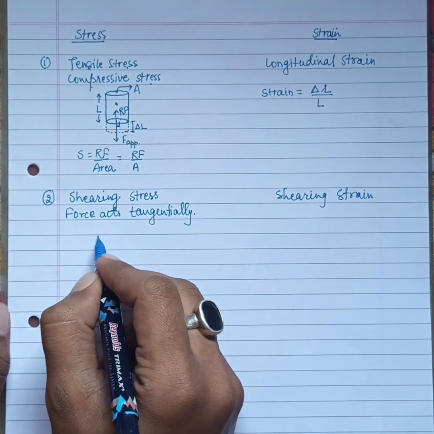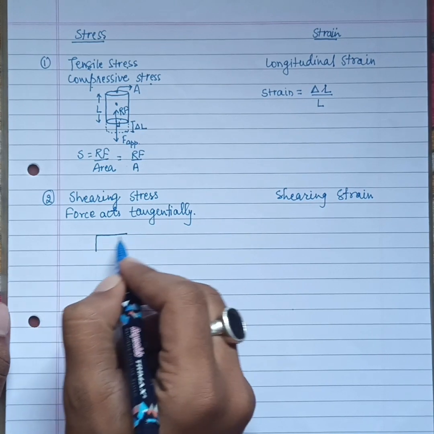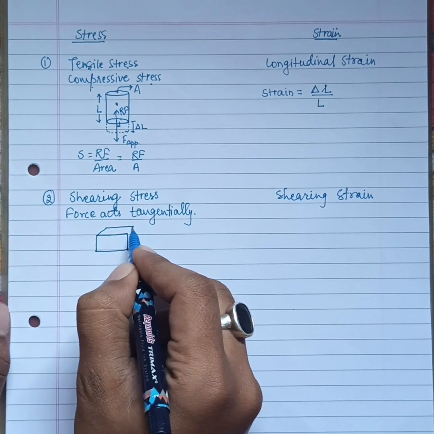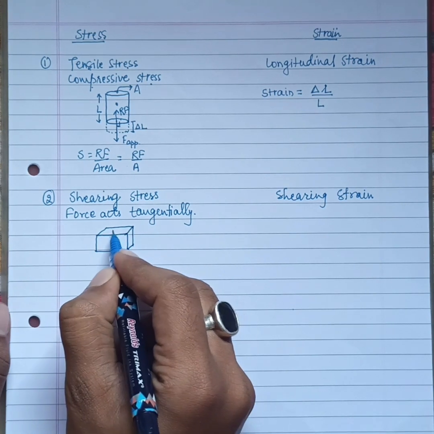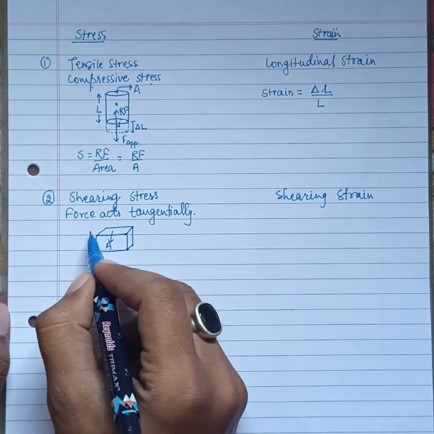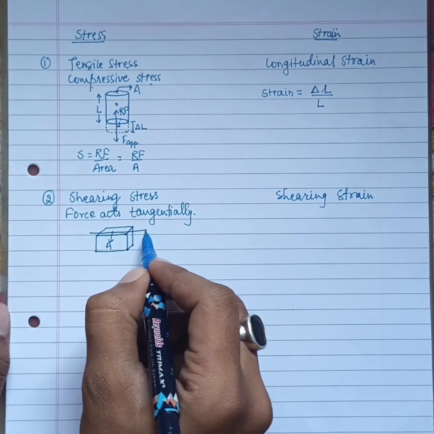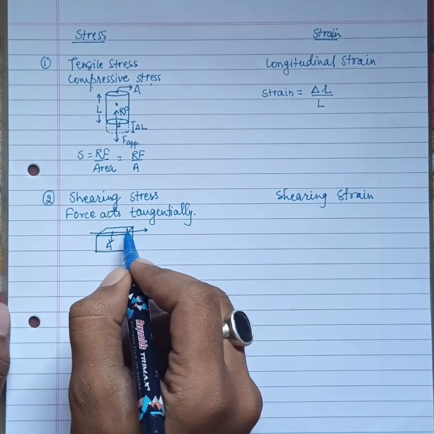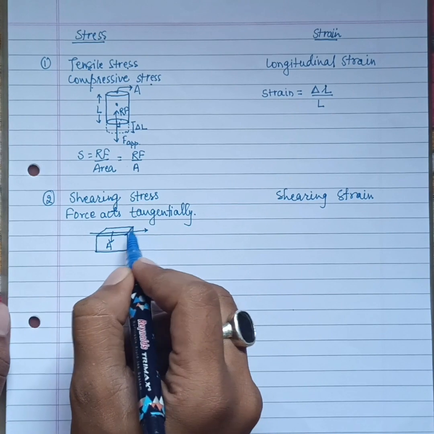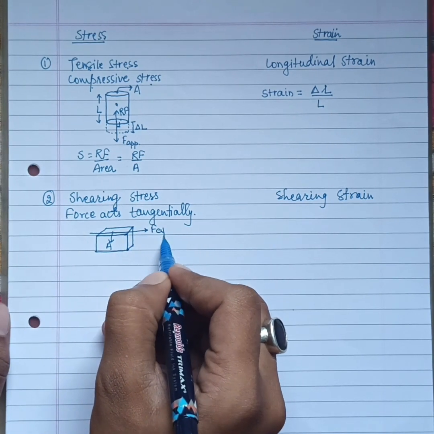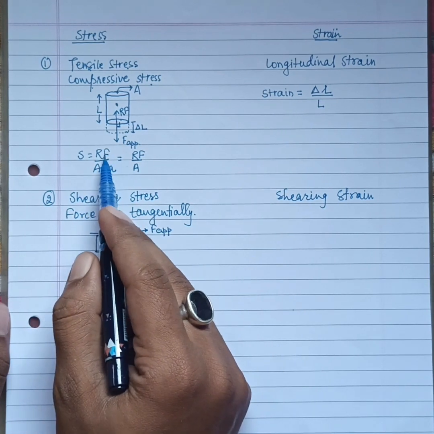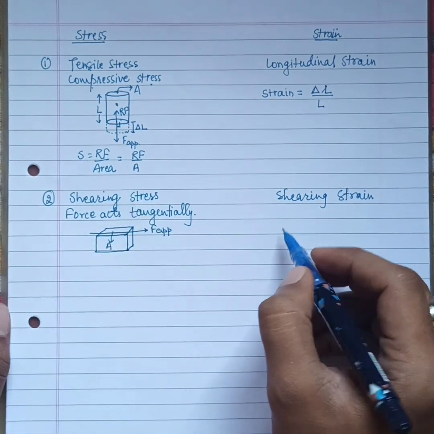Let us consider we have a sponge like this, and this is the surface area. Let us consider the surface area is A. When we apply the force in this direction along the surface, the surface area and the force are tangential to each other. This is the force applied. So here stress will be force applied upon area, which is the formula of the stress, and the strain will be like this.